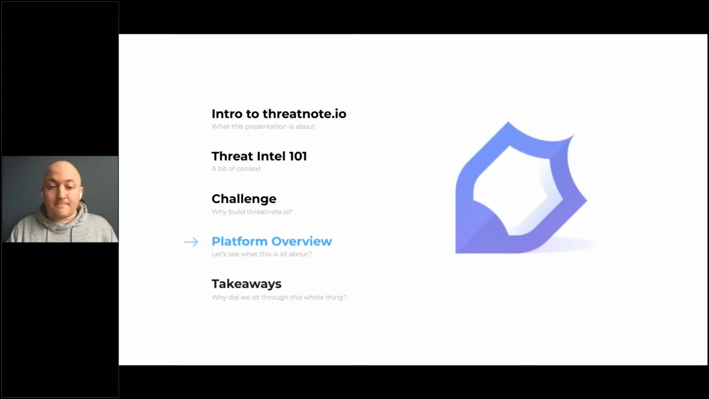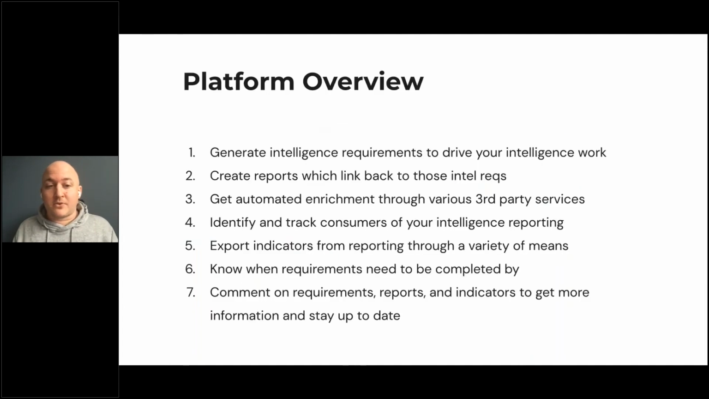So with that, we're gonna talk about the platform itself and go to a quick demo too. Just to give you an idea of what the tool does, we can generate intelligence requirements that drive the work we're gonna be doing. Again, that's all the questions that we're gonna be trying to answer. With that, we can create the reports, which link back to those intelligence requirements, which hopefully answer those questions. We can get automated enrichment through third-party services. Then we can track and manage our consumers, and then export our indicators from the reports through a variety of means.